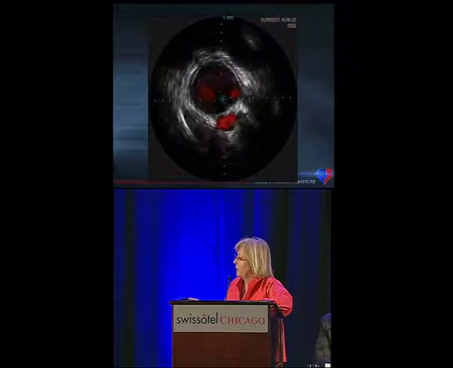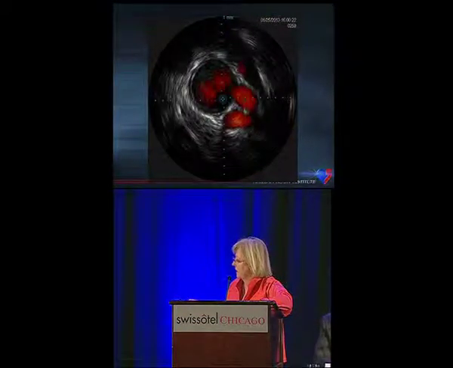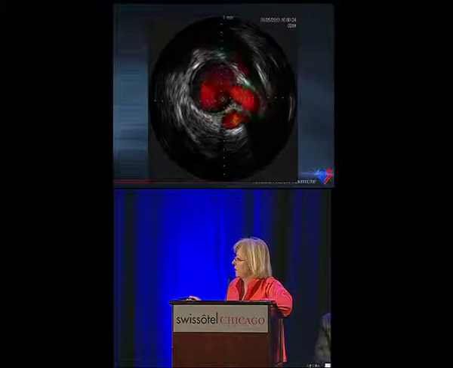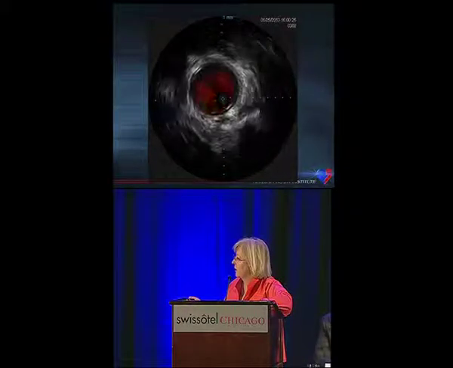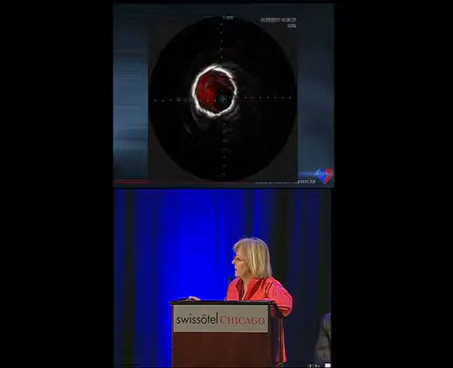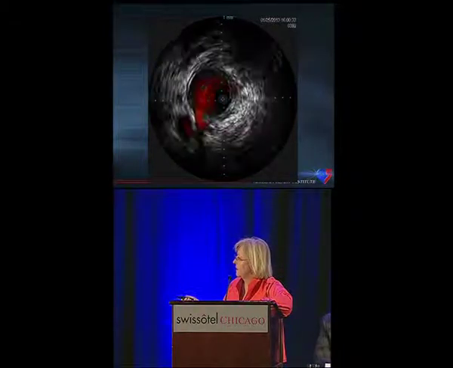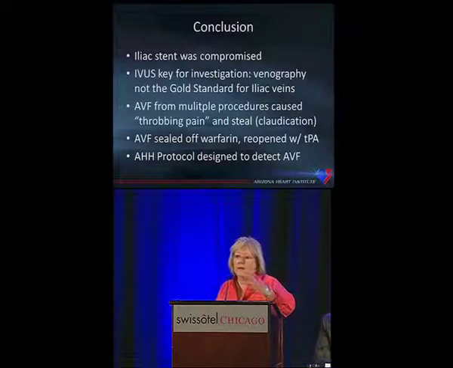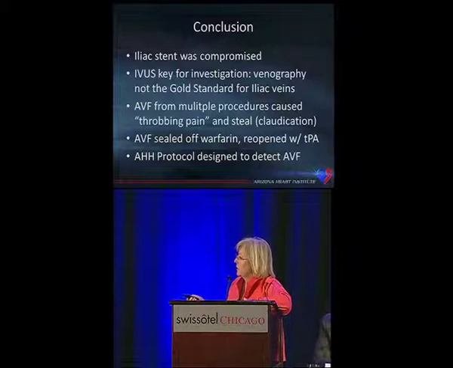So you don't oversize them. You try to size them very carefully to the vessel so that they don't crinkle and get redundant in the midst of it. See, it was a little bit crinkled, and so after a balloon angioplasty, that opened up and assumed the size of the vessel wall. So in conclusion, it looked like the iliac stent was compromised.